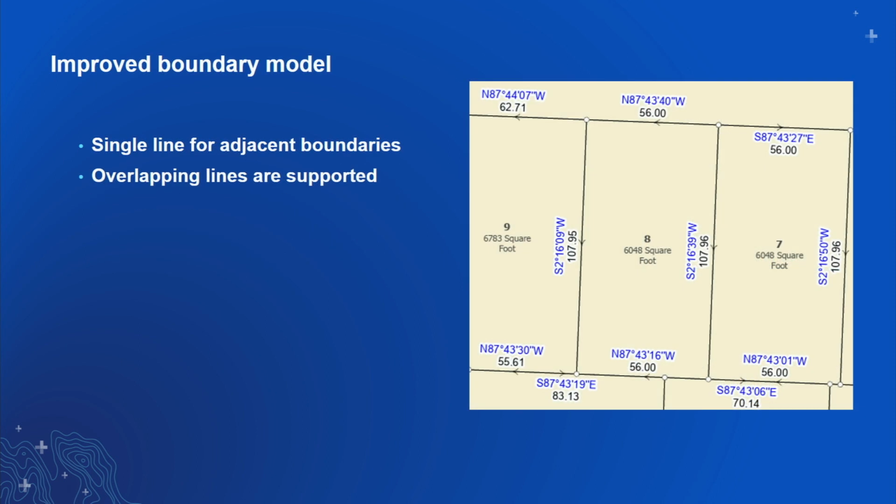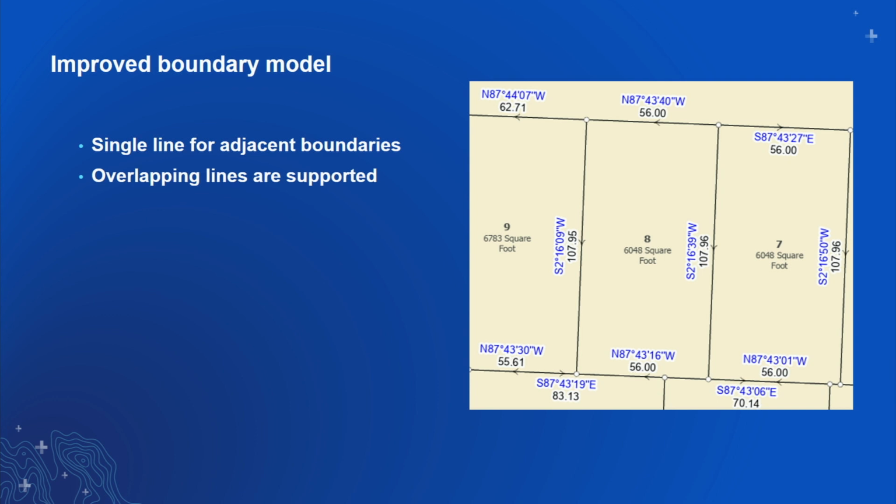We have an improved boundary model in ArcGIS Pro when you compare it to the ArcMap fabric. The ArcMap fabric had duplicated lines for matching adjacent boundaries, right? So there'd be duplicated lines there. In ArcGIS Pro, if the record does not show duplicated dimensions, then the fabric will not show duplicated dimensions. There is a single line between those adjacent parcels 7, 8, and 9.